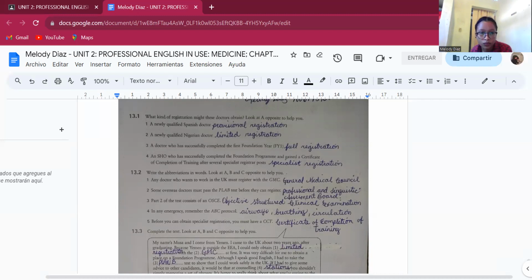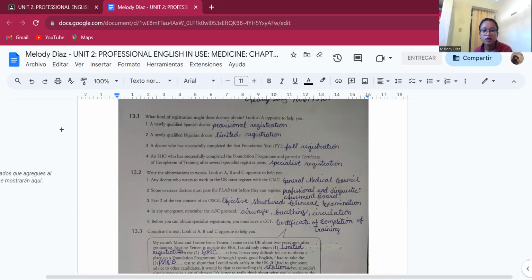Exercise 15.2. Write the abbreviations in words. Look at A, B, and C opposite to help you. 1. Any doctor who wants to work in the UK must register with the GMC, General Medical Council. 2. Some overseas doctors must pass the PLAB test before they can register. Professional and Linguistic Assessment Board.